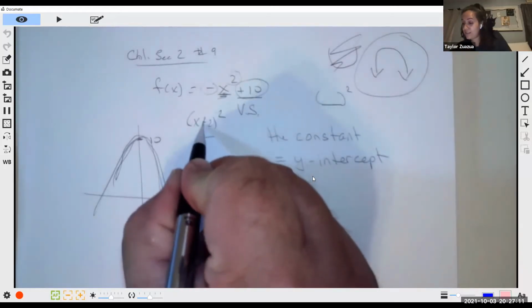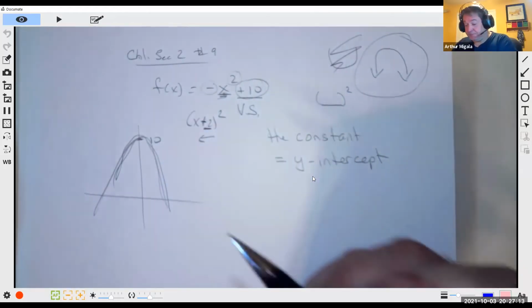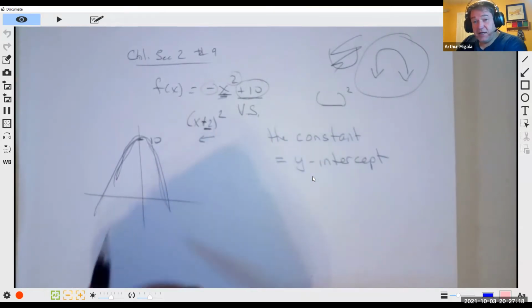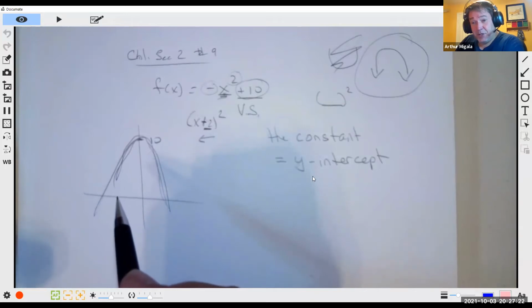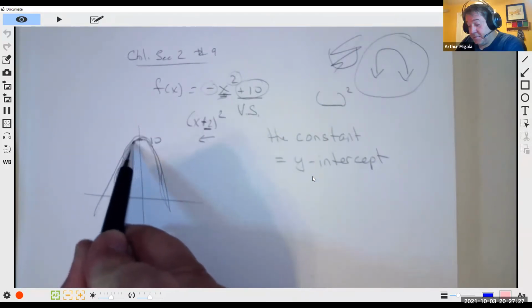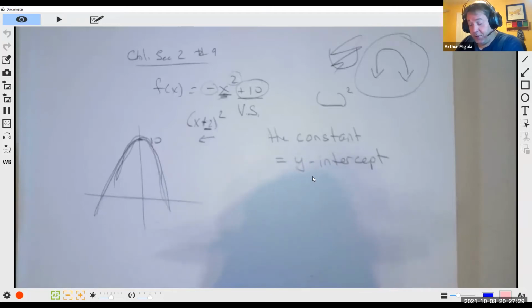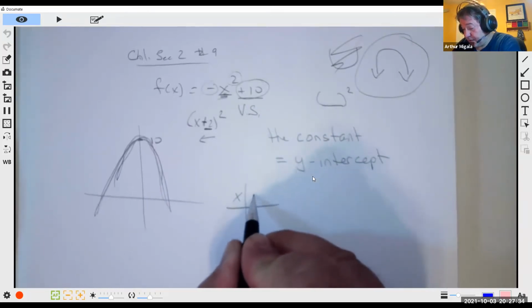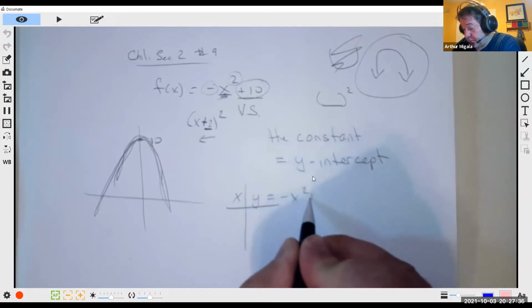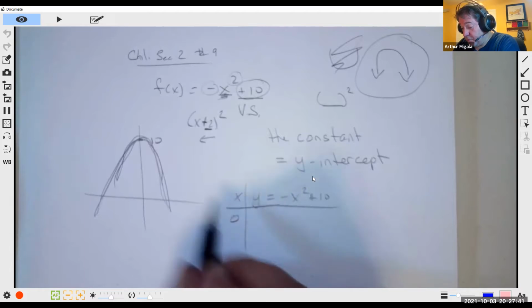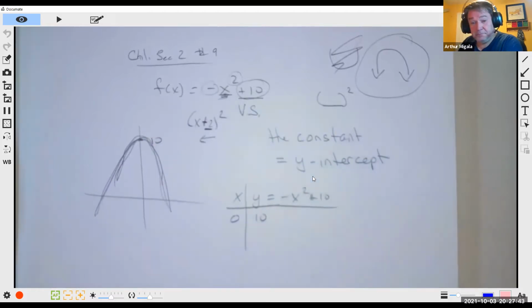Anything inside the parentheses tells us where to move. So now all we have to do is find another point, a couple of points. Remember we talked about symmetry in chapter 2. So any point on the right-hand side matches to any point on the other side. Let's prove that. Negative x squared plus 10. Since we know when x is 0, y is going to equal 10.